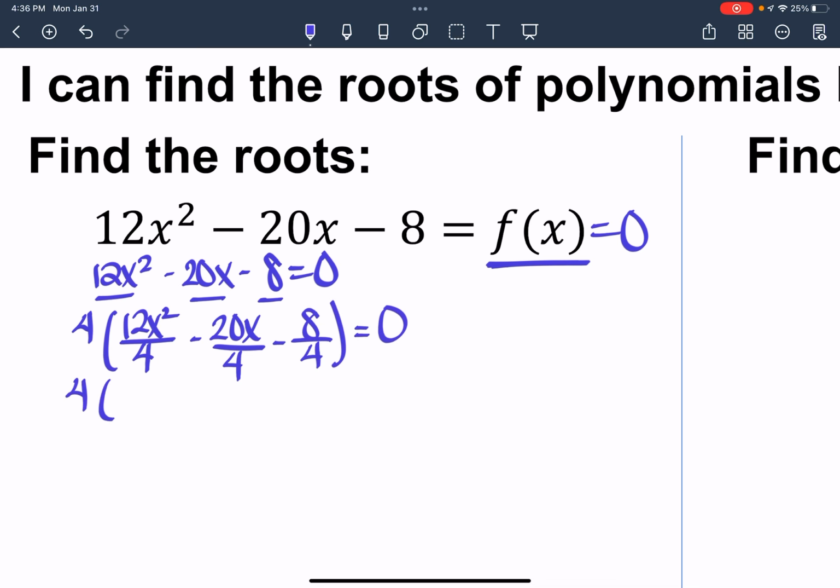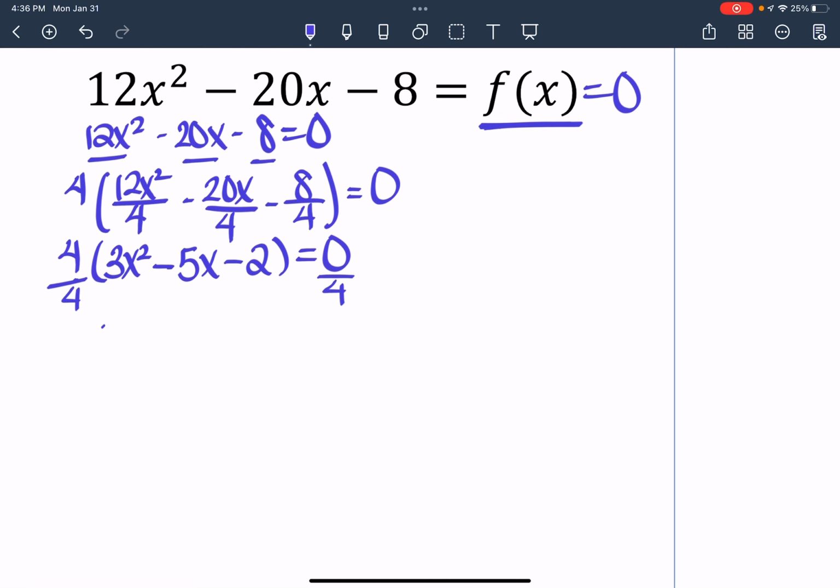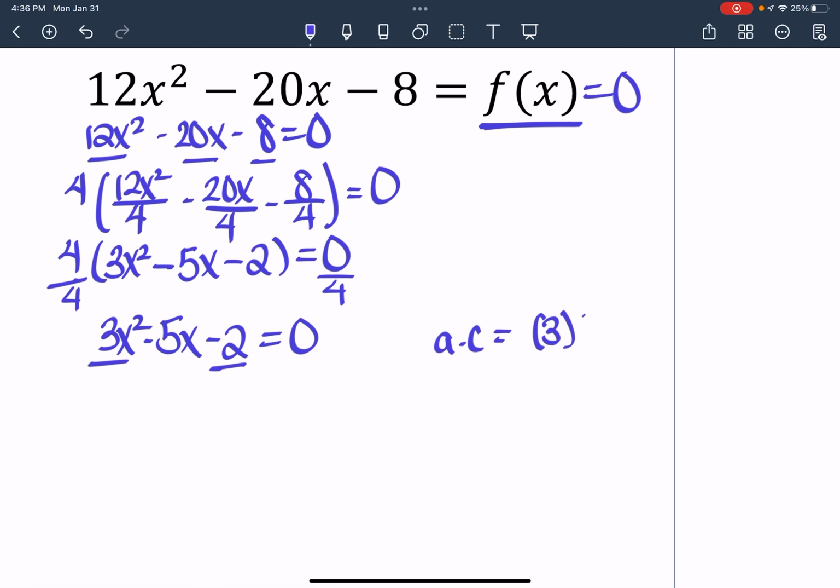So this is going to be 4 times 12 over 4 will be 3x squared minus 20 over 4 is 5x minus 2, and that equals 0. Now we can divide out this 4 from both sides. So I have 3x squared minus 5x minus 2 equals 0. So I need to factor this. I need to do a times c, which is 3 times negative 2, and that equals negative 6. I need two factors of negative 6 that add up to negative 5. So my bigger factor is going to need to be negative, so I can do negative 6 and 1, and that's going to add up to negative 5.